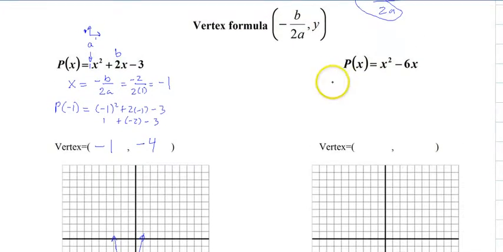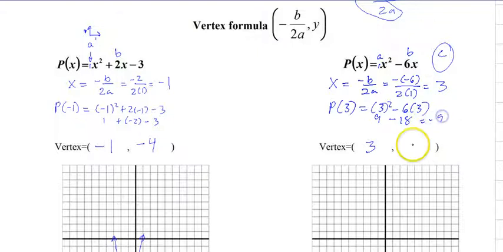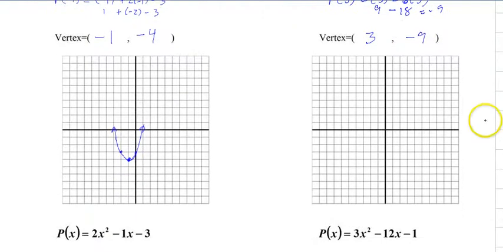So let's try another. x equals negative b over 2a. And that's a, b, and then our c is 0. So it's negative 6. So negative 6 over 2 times 1. And that's 6 divided by 2, which is 3. Plug it in. And that's 9 minus 18, which is negative 9. So we go to 3, and then 1, 2, 3, 4, 5, 6, 7, 8, 9, right there.